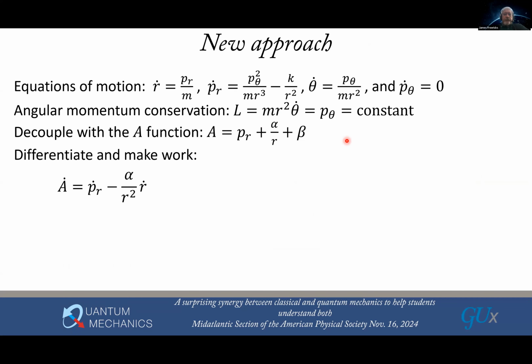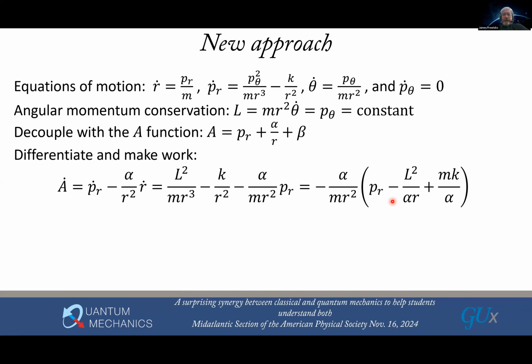All right, so what we do again, we differentiate, and then we choose the alpha and the beta to make it work. So when we differentiate, we get a PR dot minus alpha over r squared r dot. The beta term doesn't contribute. We then substitute in for the PR dot, and we substitute in for the R dot. We get L squared over MR cubed minus K over R squared minus alpha over M R squared PR. The coefficient of the PR is the thing that I have to factor out if I want it to be proportional to A. So we factor that out, and we're left with a term that is linear in 1 over R and has a constant term.